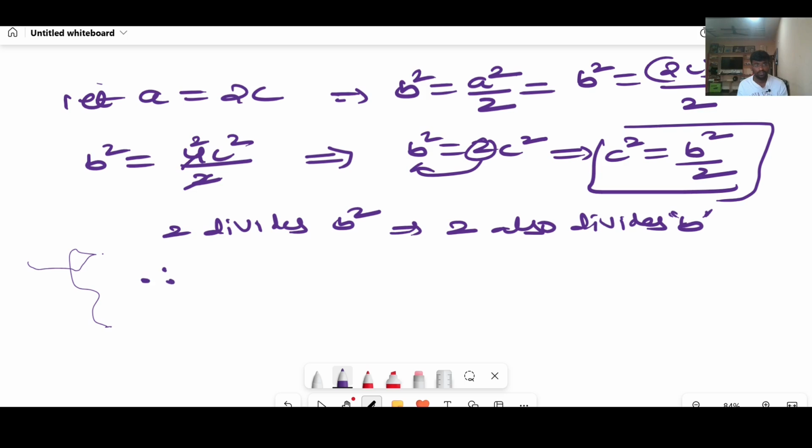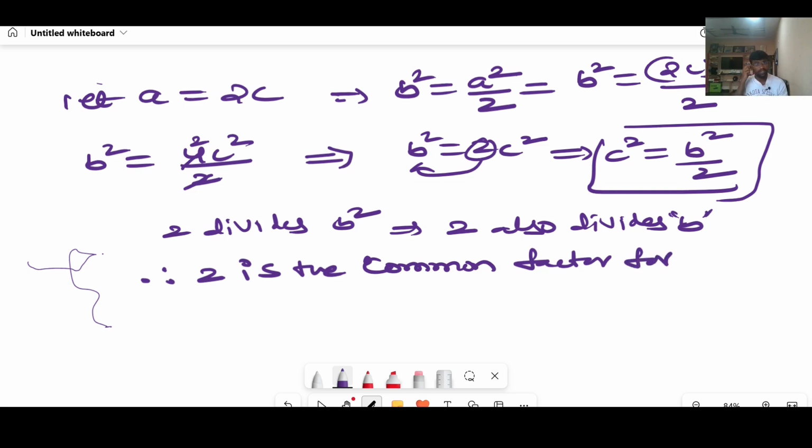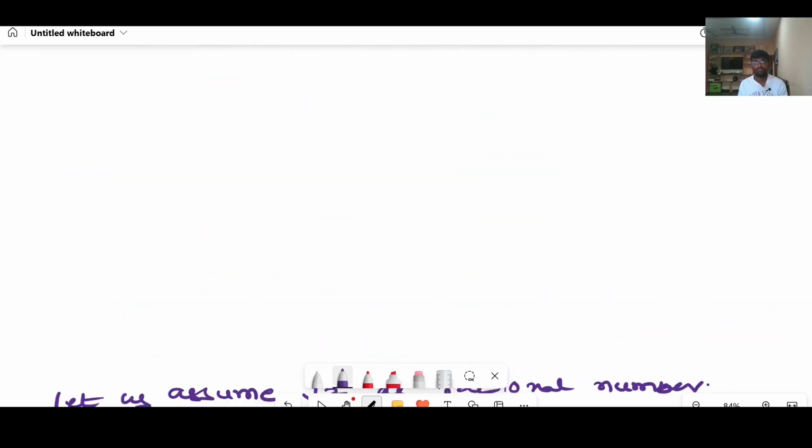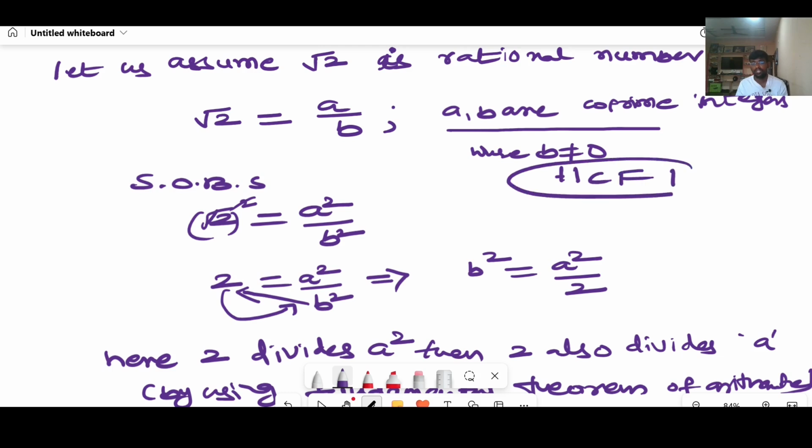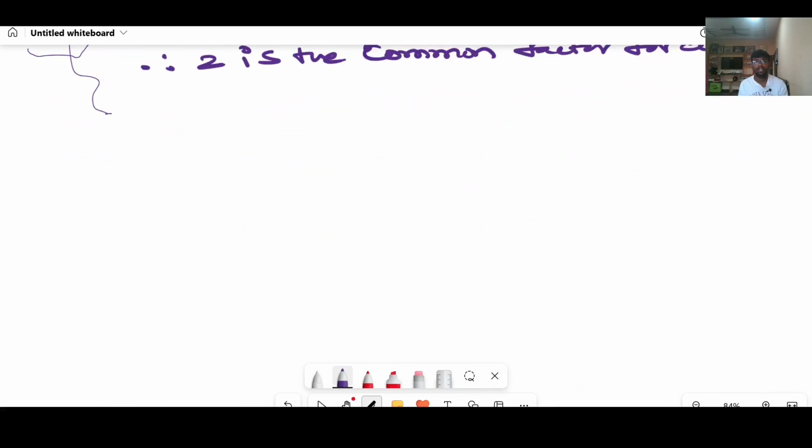Right? Therefore 2 is a common factor for a, b. But look here, according to our rational number statement, a and b should have HCF, highest common factor, as 1. But here we got a common factor as 2. But it is a contradiction to our fact, right? What is that fact? Rational number, right?